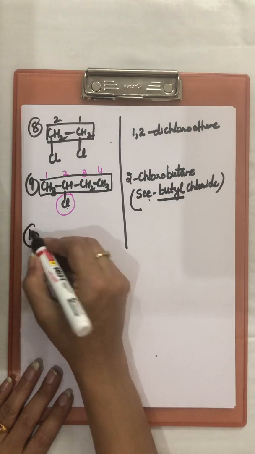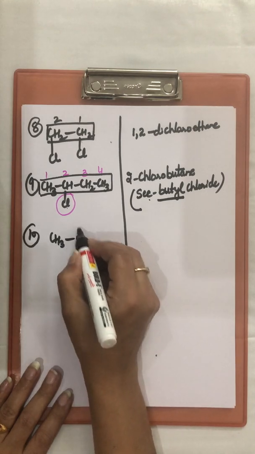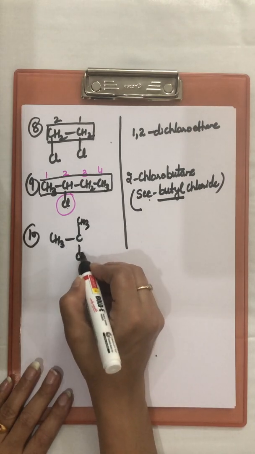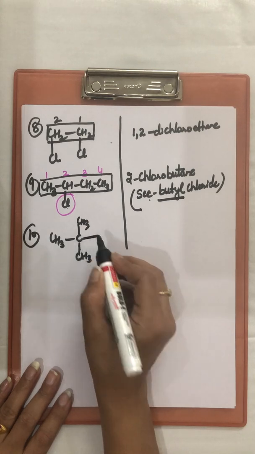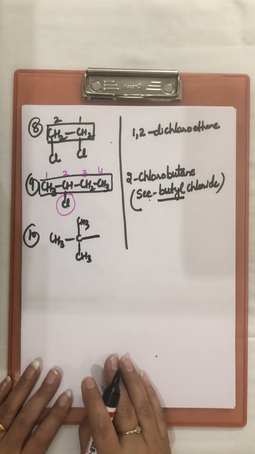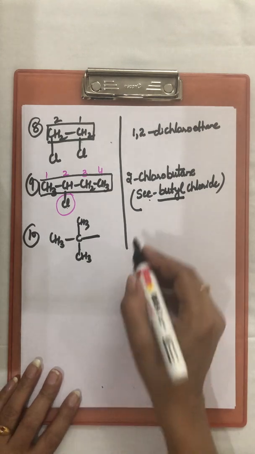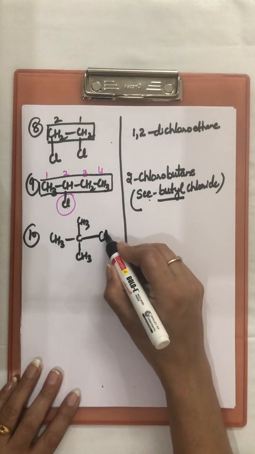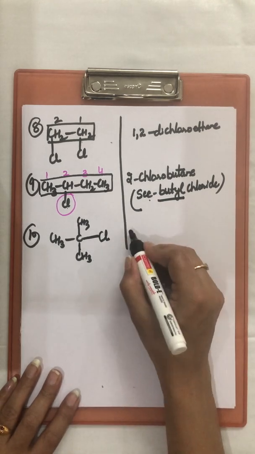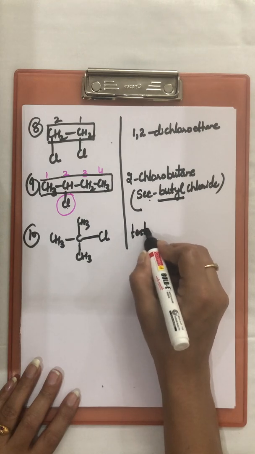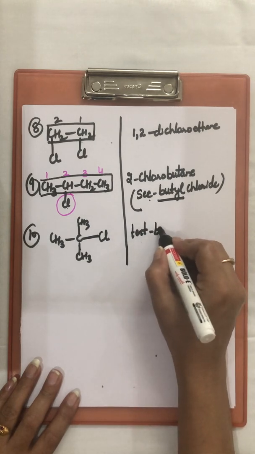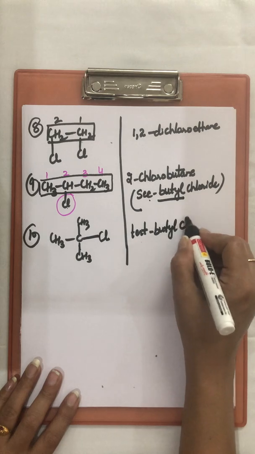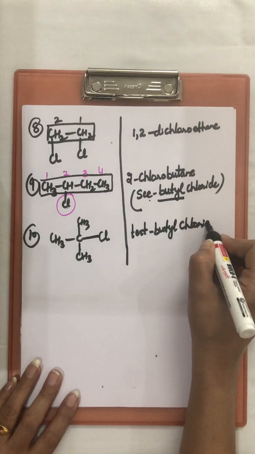And then we have done that this group is called the tertiary butyl group. This group is a tertiary butyl group, and with this tertiary carbon, if we attach a halogen, this is called by the common name tertiary butyl chloride. This is the common name of this compound.